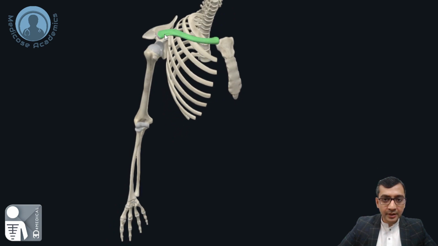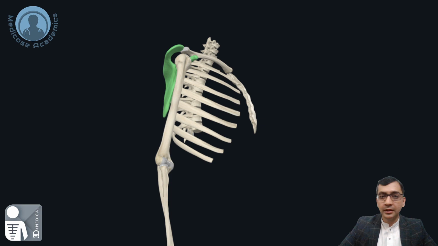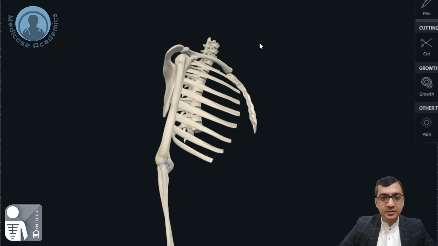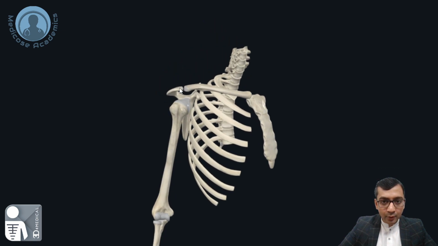Next, let's follow this line. The joint between clavicle and scapula. The scapula further consists of multiple parts. This raised part of the scapula, the one that is joining with the rest of the clavicle, is called acromion. So this is called the acromioclavicular joint.